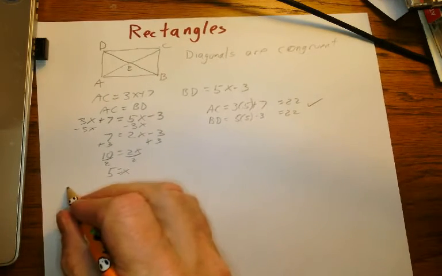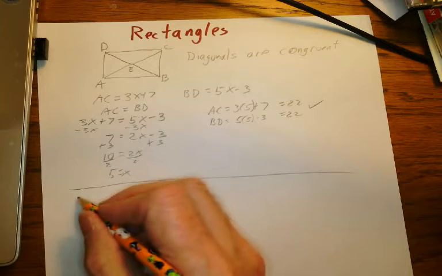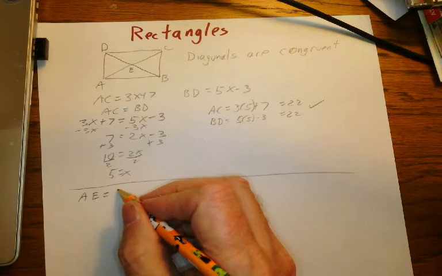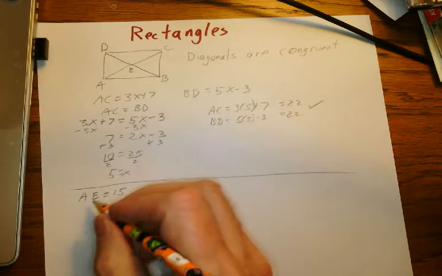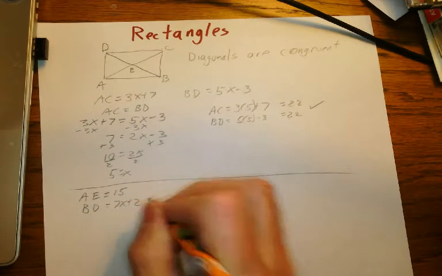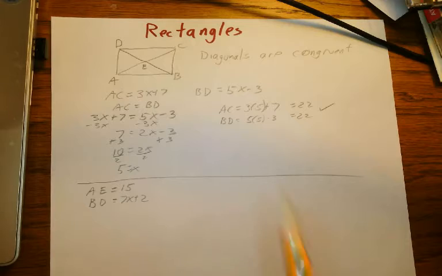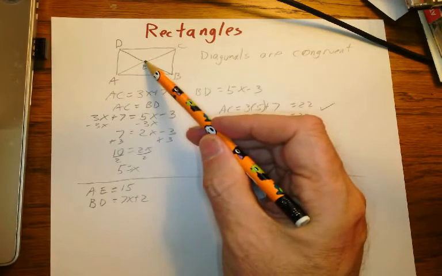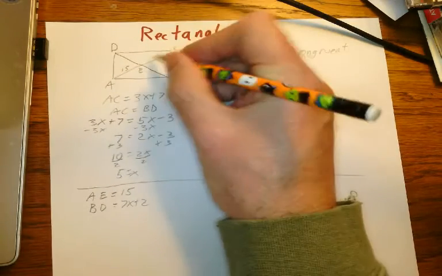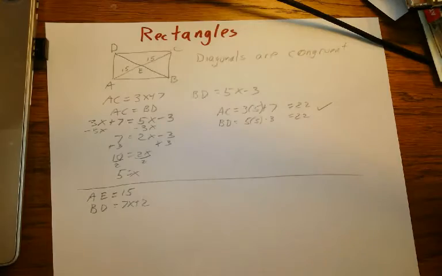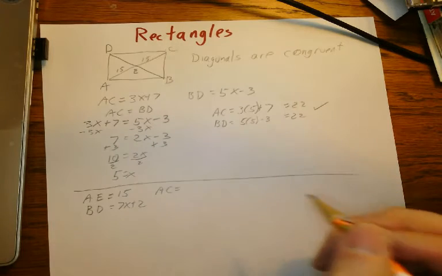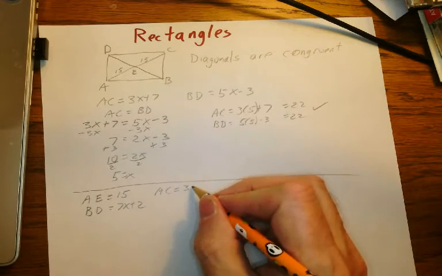So let's do another problem. Let's say AE is equal to 15 and BD is equal to 7x plus 2. Now AE right here is 15. And since the diagonals bisect each other, that means EC is also 15. So if AE is 15, AC, the entire diagonal, is 30.